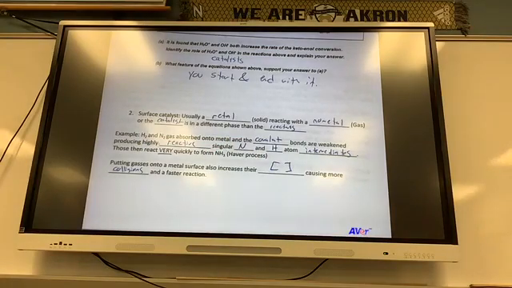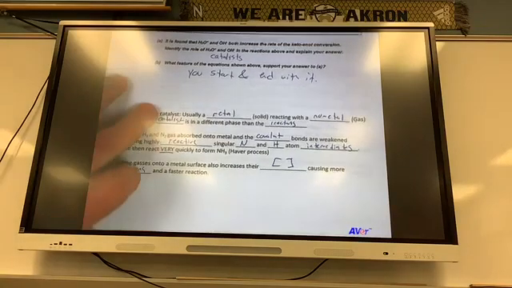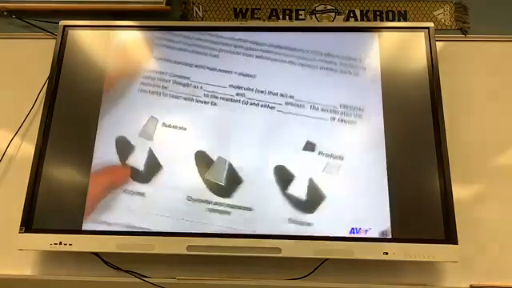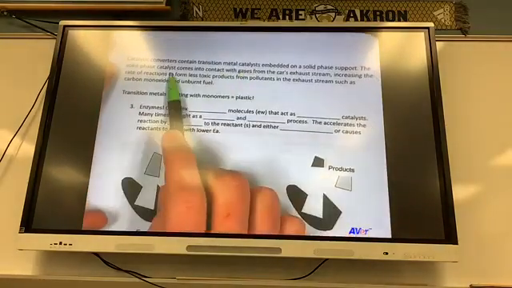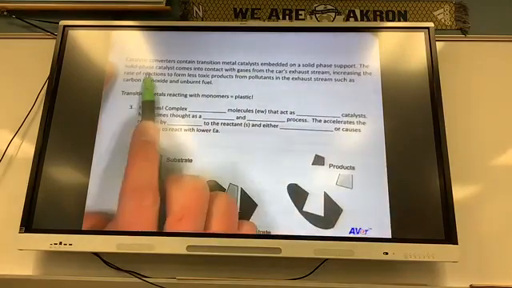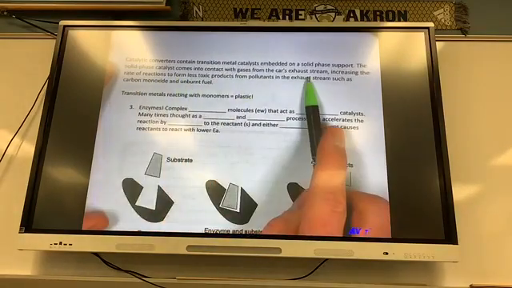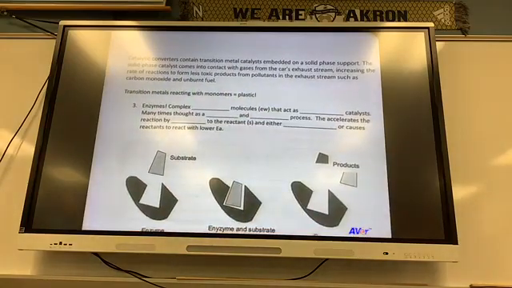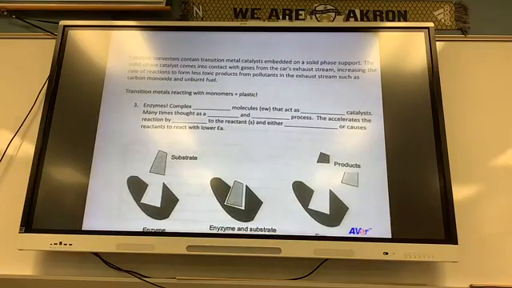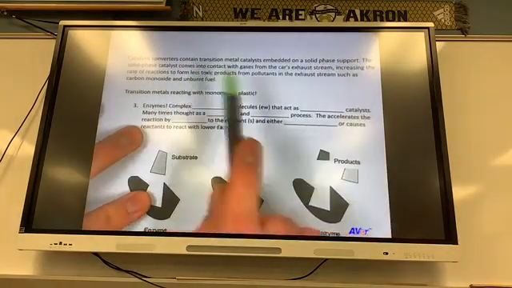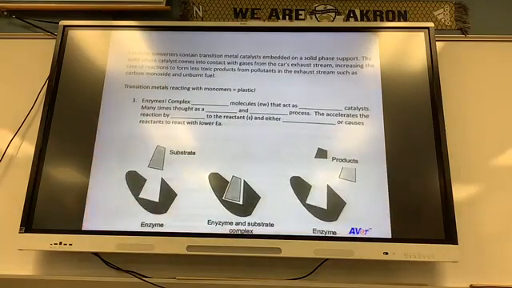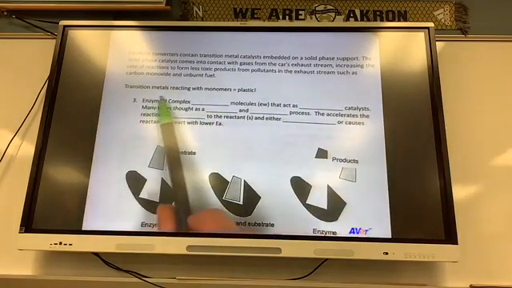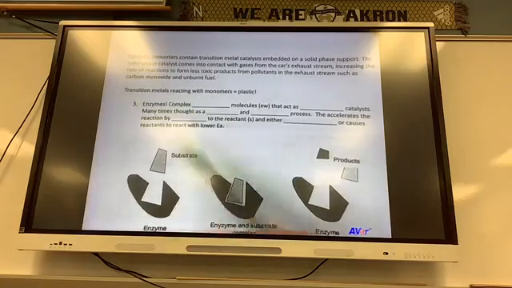So, if you flip the page, this is what a catalytic converter is in a car. So, if you flip it, this is why people steal it. They do steal these. Catalytic converters contain transition metal catalysts embedded on a solid phase support. The solid phase catalyst comes into contact with the gases from the exhaust, increasing the rate of reactions to form less toxic products from pollutants, such as carbon monoxide and unburnt fuel. So that's why people steal catalytic converters, because they have transition metals in them, worth money. So transition metals reacting with monomers, if you do that, you've made plastic.